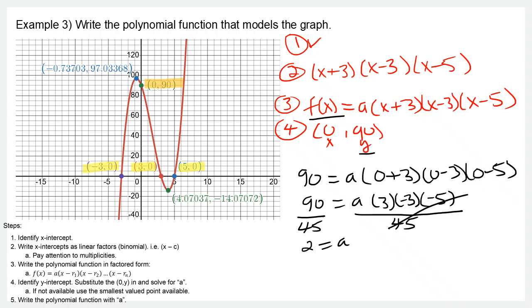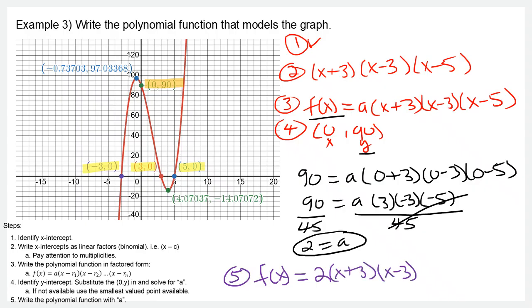So now we have our a, and we can write our polynomial function. Unless it asks you to, on part 5, you can just write your polynomial function as f of x equals 2 times x plus 3 times x minus 3 times x minus 5. If it asks you to write it in standard form, so this is in factored form, then you're going to need to go through and distribute and write it in standard form.